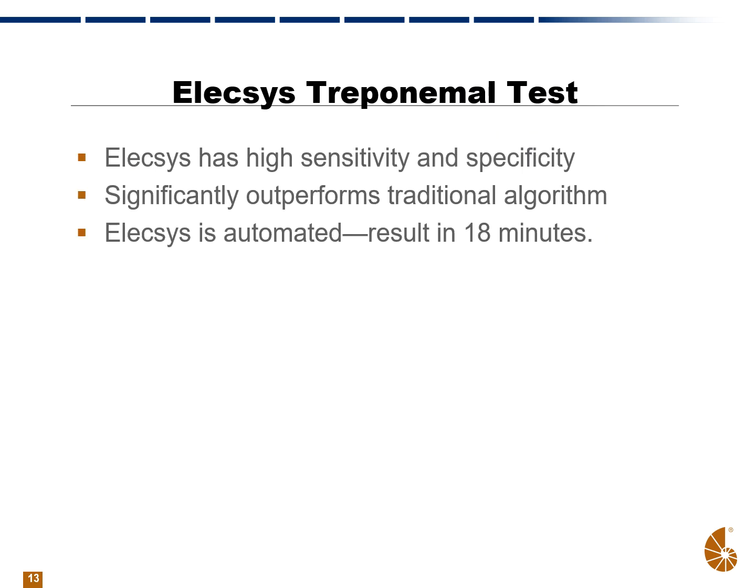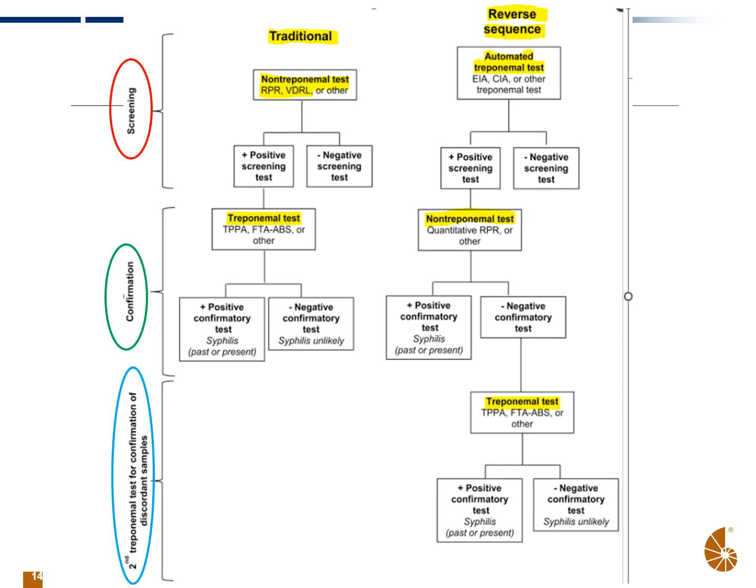So this Alexis treponemal test system has a high sensitivity and specificity. It outperforms the traditional algorithm of doing an RPR first. It's automated, and the result is quickly obtained in as little as 18 minutes. And so this is just a comparison of the two algorithms. The traditional way was RPR first, a treponemal test later, but now the reverse sequence is being recommended with the Alexis system, doing the treponemal test automated first, and then the non-treponemal RPR test being done.